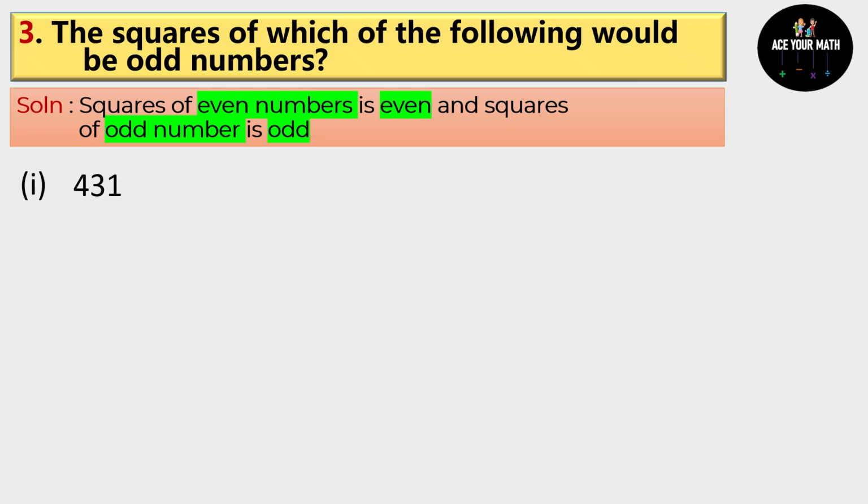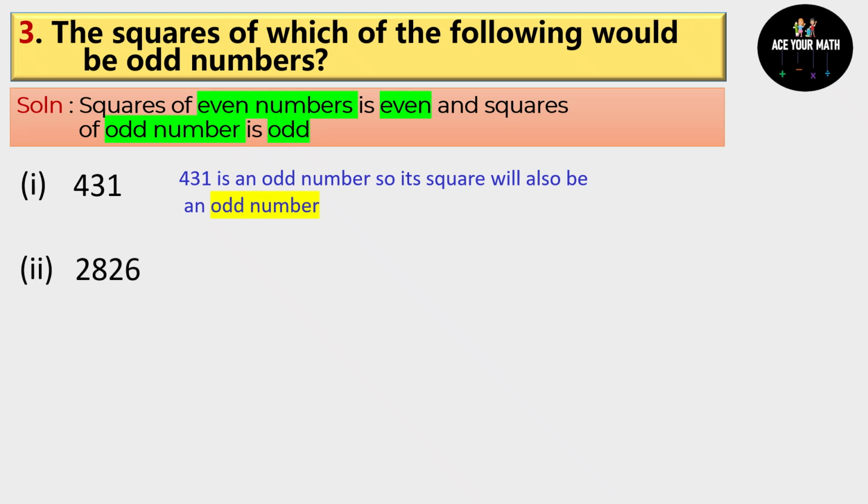See, the first is 431. 431 is ending with 1. It means the given number is odd. So its square will be odd only. So what will you write in the reasoning? You will write 431 is an odd number. So its square will also be an odd number. Look at the next part.